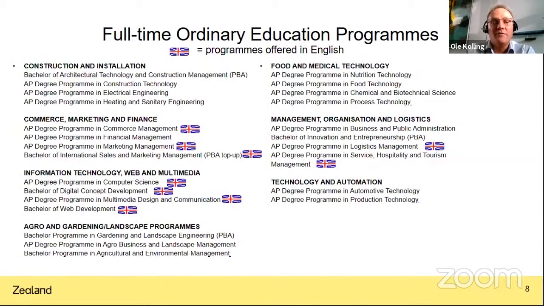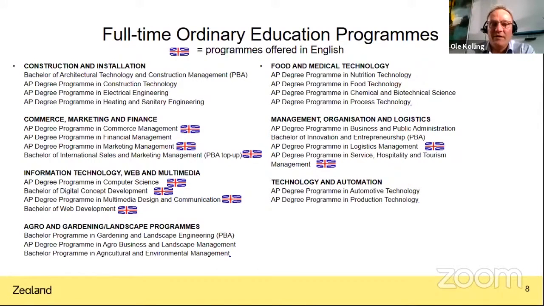Here, just to give you an overview, we have a very broad range of programs, and of course, only the ones marked with the UK flag or the English flag are the ones we offer as full degree programs for international students. But besides, you can see we range from nutrition, from food, from process technology, to agro, landscape. We have building architecture. Those programs, unfortunately, we don't offer in the English language.